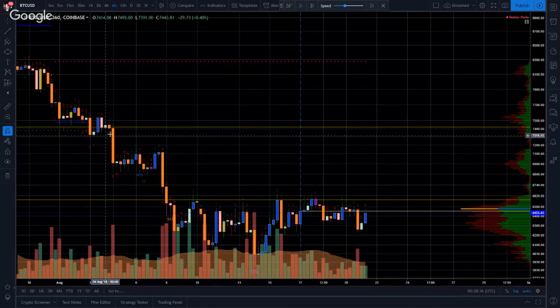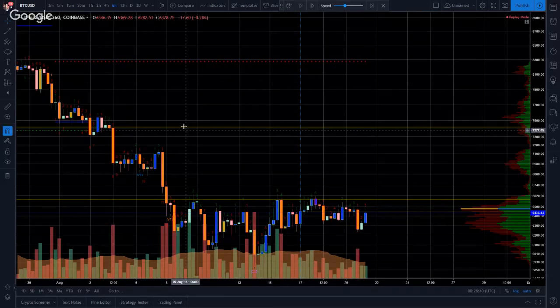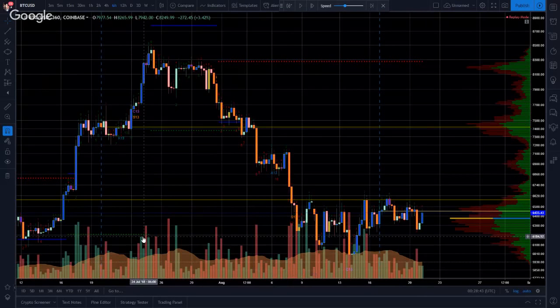So here we have the Coinbase Bitcoin 6-hour chart. We have our standard volume indicator. Truthfully, when I trade and I do TA, I turn this off. I do not use this volume indicator. It is kind of useless other than to find oversold and overbought conditions. But there's better indicators for that, such as the GMMA, which is the Guppy multiple moving average.